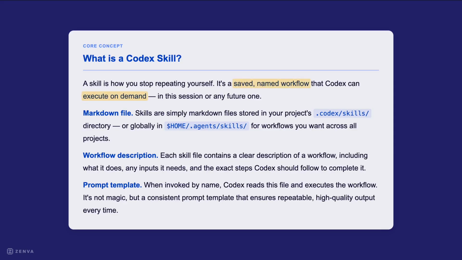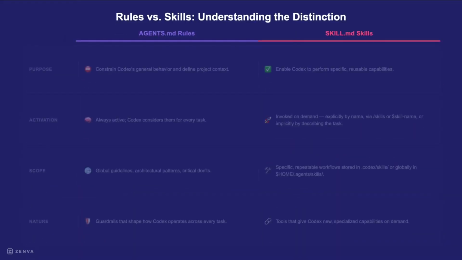At its core, a skill is a saved, named workflow Codex executes on demand for repeatable tasks. Skills are simple markdown files typically stored in your project's .codex/skills directory for organization. Inside that file, you write a clear workflow description, including the exact steps Codex should follow without ambiguity. Think of the skill file as a consistent prompt template for Codex, key to repeatable, high-quality outputs every time you run it. Now, understanding skills for repeatable, high-quality outputs is crucial to distinguish them from agents.md rules.